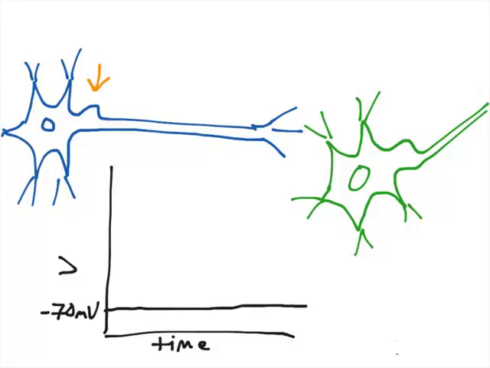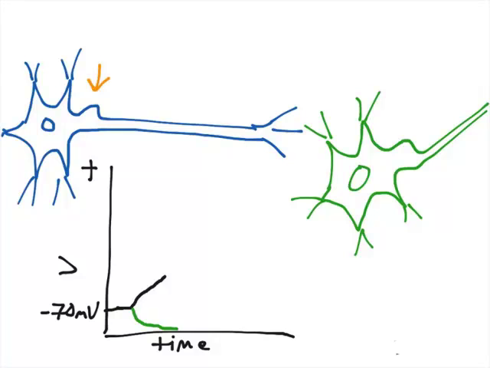But if I send it a signal that changes the voltage in a positive direction, this is known as depolarization. If you change the membrane potential toward the positive, you are depolarizing the neuron. You can also do the opposite. You can make a neuron more negative. If you make a neuron more negative, that's called hyperpolarization. So depolarize, more positive; hyperpolarize, more negative.